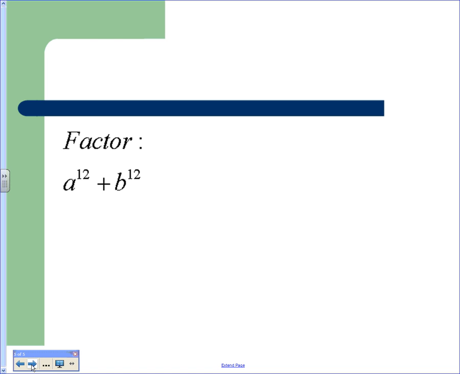You divide. So if you have the cube root, what do you do with your exponent? 12 over 3 is 4. So you have a to the 4th and then b to the 4th. Does that make sense? Y'all see how that works?